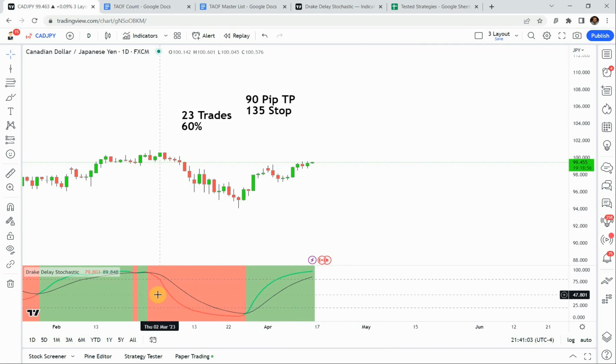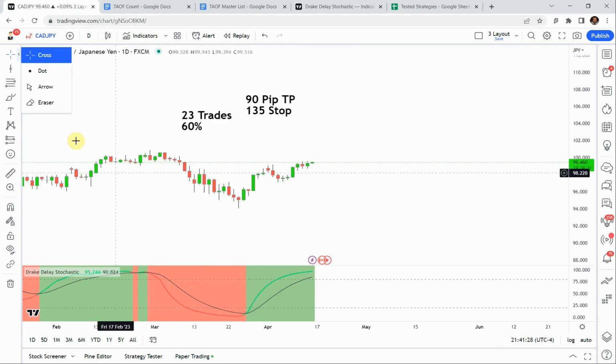In the original testing, it did 23 trades within the 1 year's time at a 60% win rate. So we did keep it on the daily time frame with the default take profit and stop, as you see right here. In the original video, the setup on this was pretty easy. When we get a red background, that is a signal to go short. When we get a green background, that is a signal to go long.